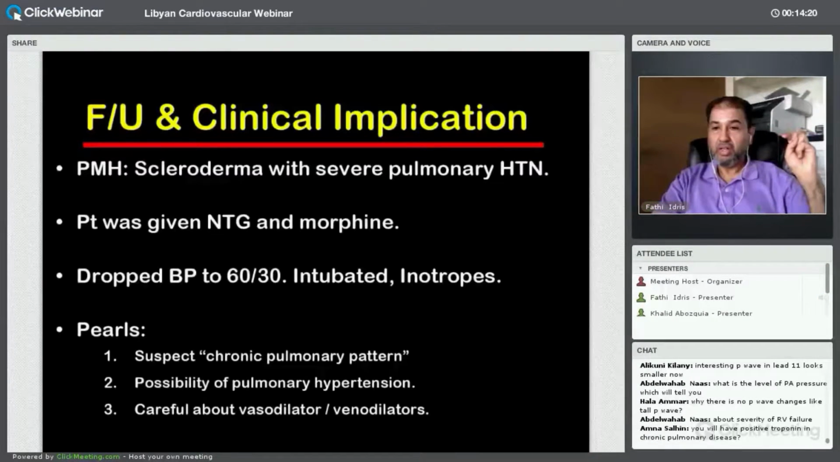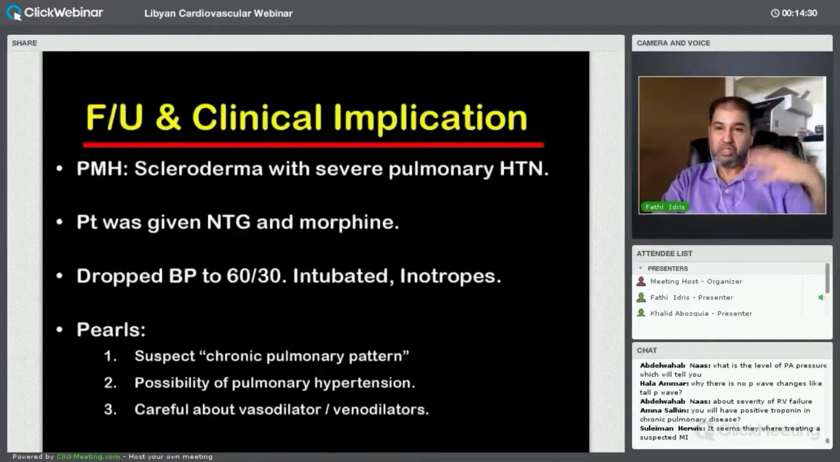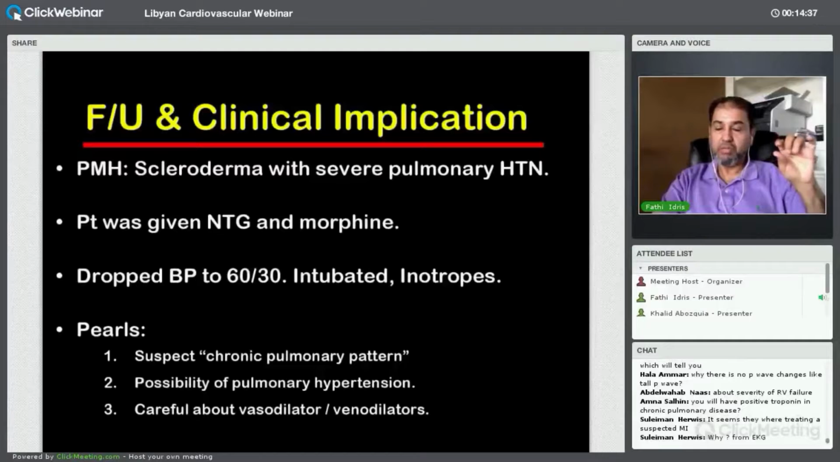About why there are no P wave changes like P pulmonale, that's a good question. I think these changes were not so dramatic because of the patient's breathing, but I have another EKG that I didn't show here. It showed that the P wave was big, and in leads V1 and V2 they were P pulmonale.